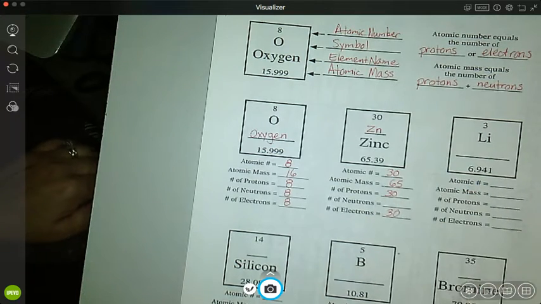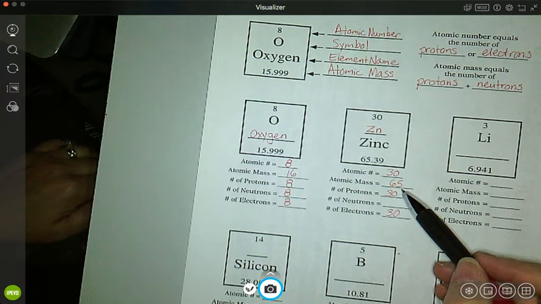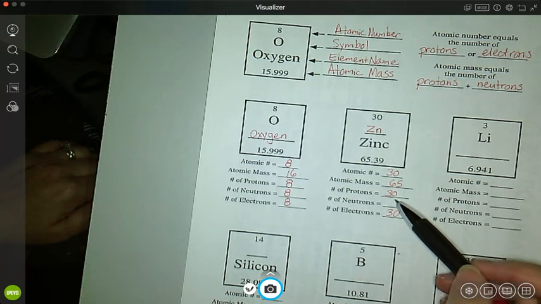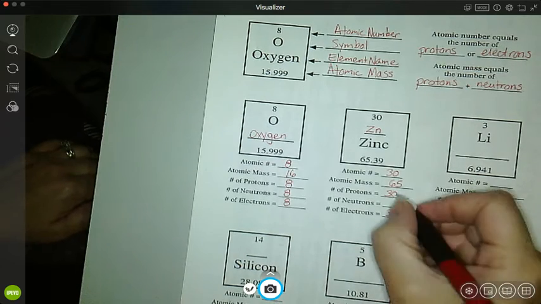How do I find my number of neutrons? Okay, how? 65 minus 30, so it's 35. Very good.